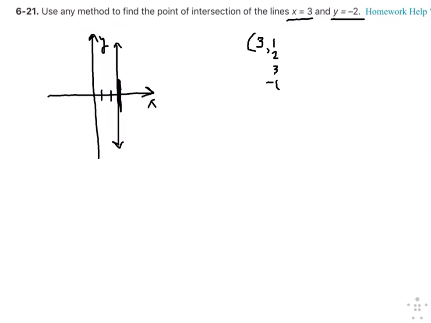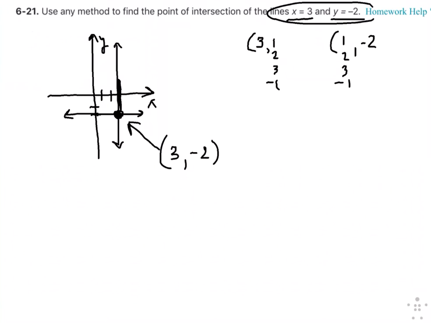Same for y equals -2, right? This is just the y value is -2, and the x could be 1, 2, 3, -1, whatever. So this is the line that goes through -2, right? And the point of intersection is this point, which is just 3, -2, which we could have seen just by looking at this, but I wanted to graphically show you how to find the intersection points.